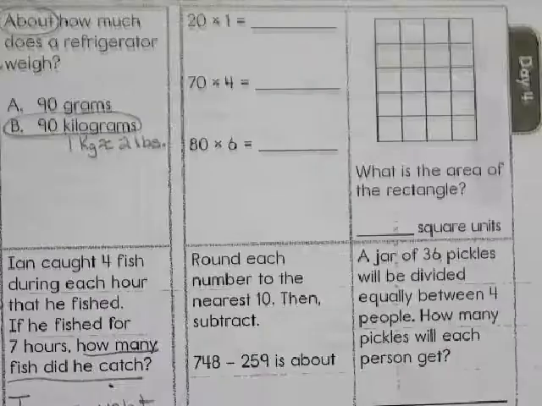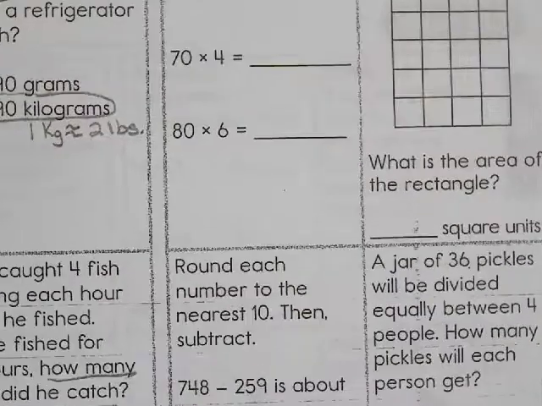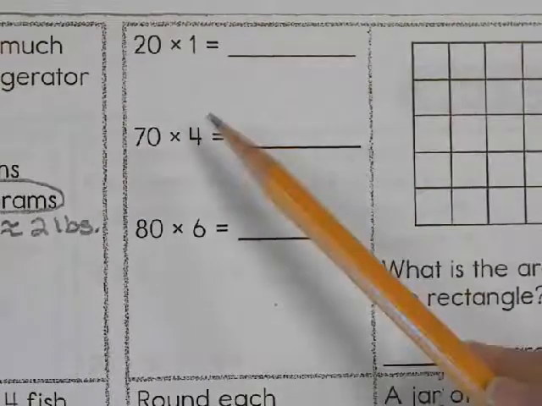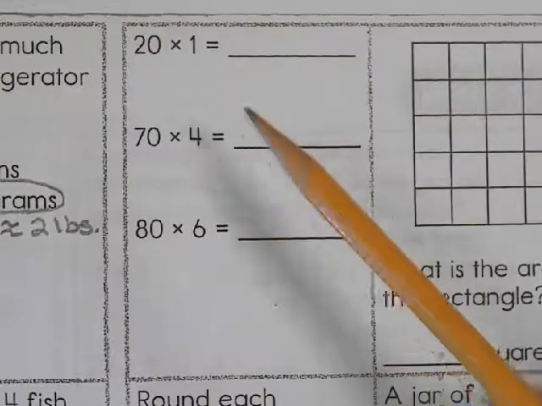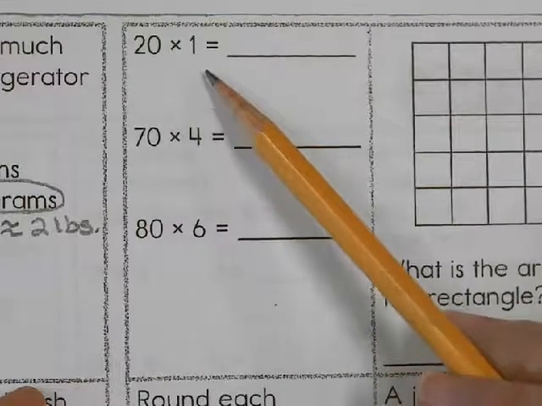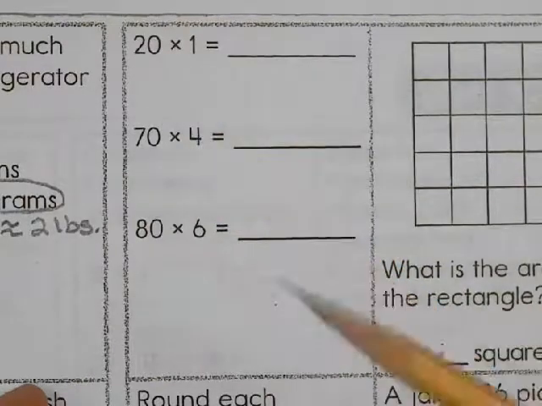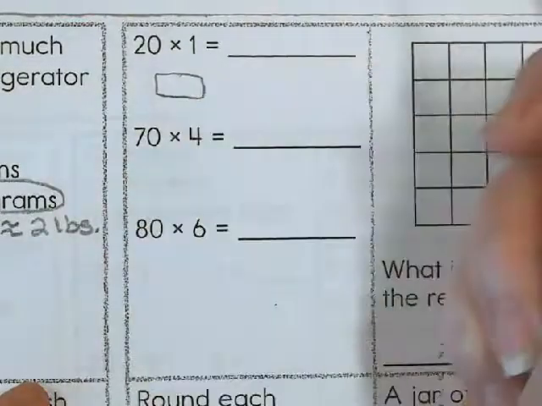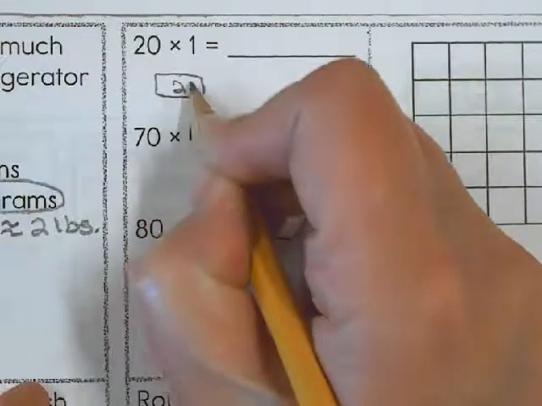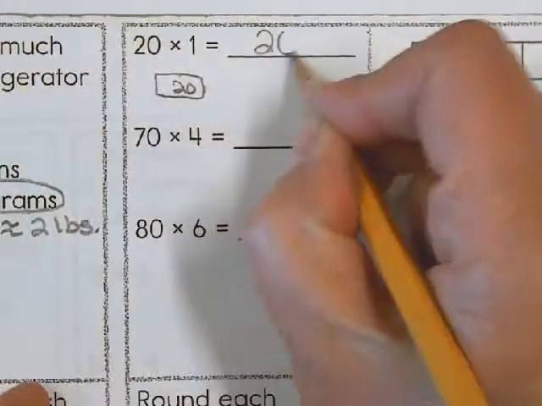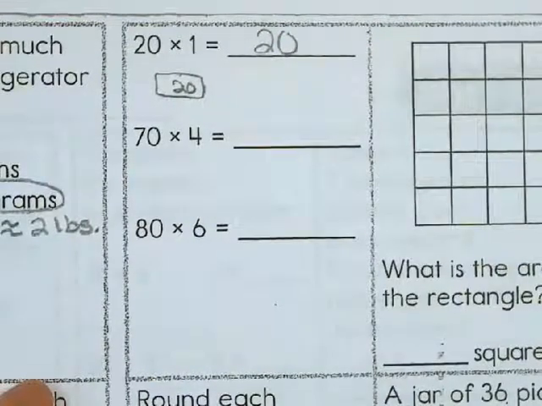If you notice, we have a double digit by a single digit multiplication fact here. So we have 20 groups of 1, or we can use our understanding of order property to say I could have one group of 20. If I were to use a bar diagram, which I could use, one group of 20 would be 20. And of course, anything times 1 is going to be itself.